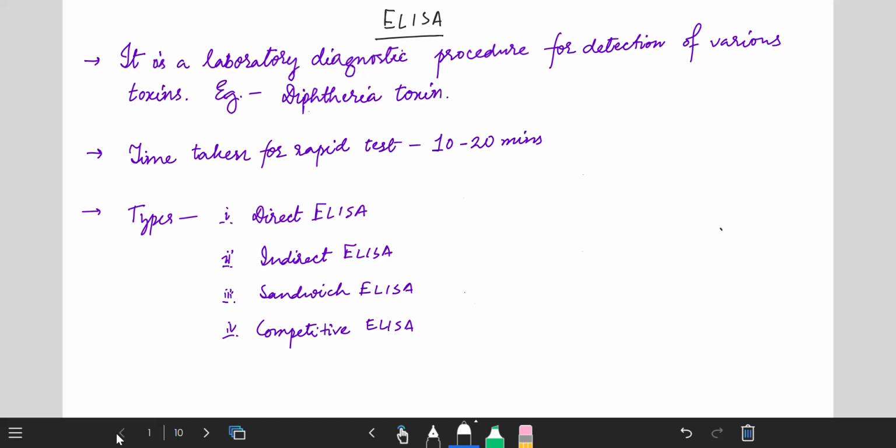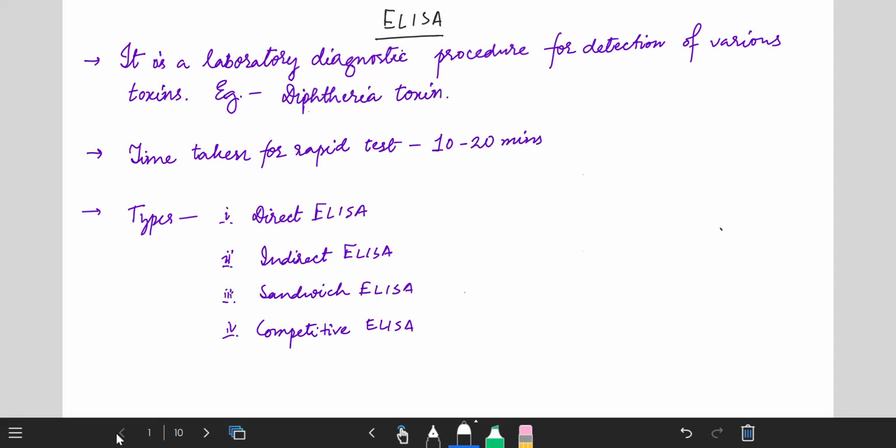So today's topic is about ELISA, which is a very important topic. It is a laboratory diagnostic procedure for detection of various toxins like diphtheria toxins. And ELISA can also detect specific antibodies like IgG, IgM, IgA, etc. And it is considered the most sensitive test for the diagnosis of HIV and various serological testing.